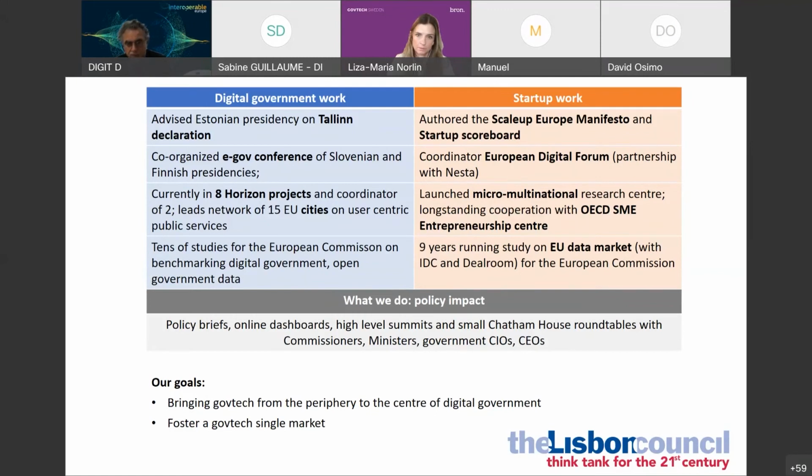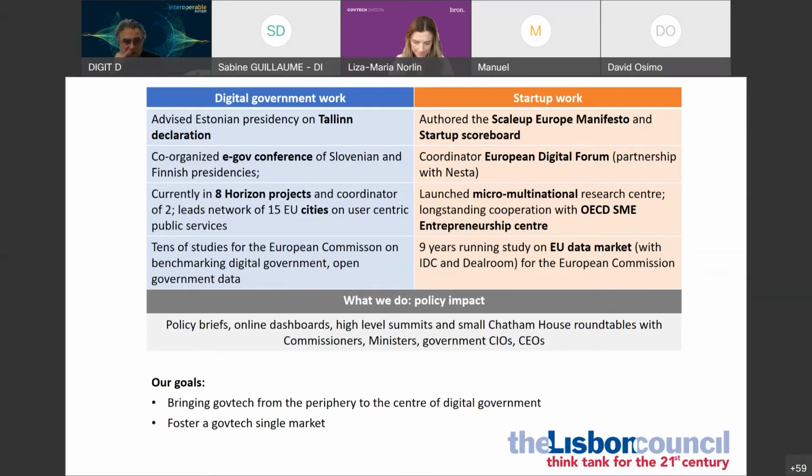You can see here a summary of our work on digital government, working with the European Commission, with the member states, with the presidency of the European Union, working with cities in Horizon, many Horizon projects, and also coordinating some of them and doing studies for the European Commission. The latest one, we piloted the benchmarking digital government indicators on usability. So strong experience on digital government and strong experience on startups.